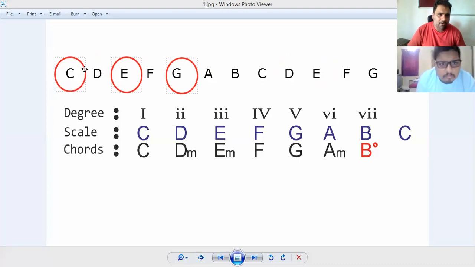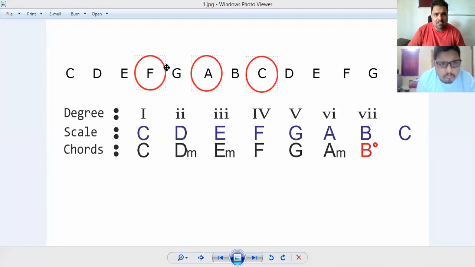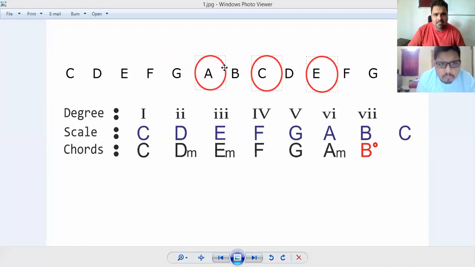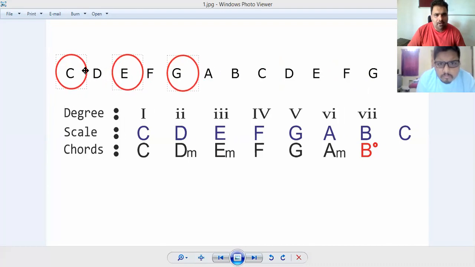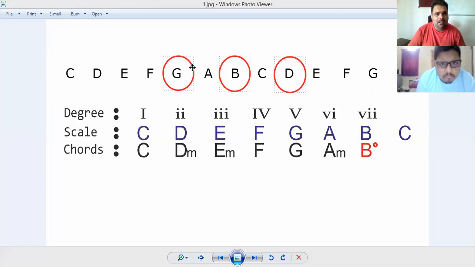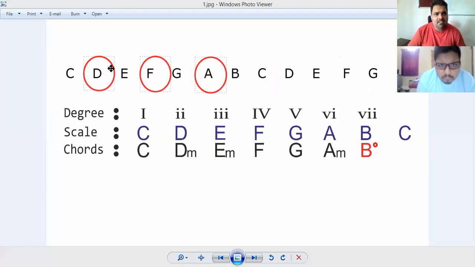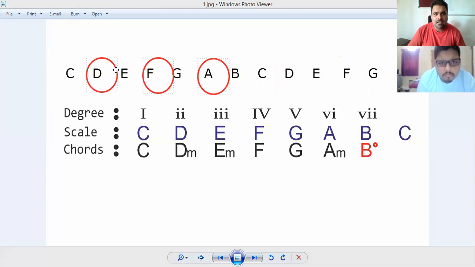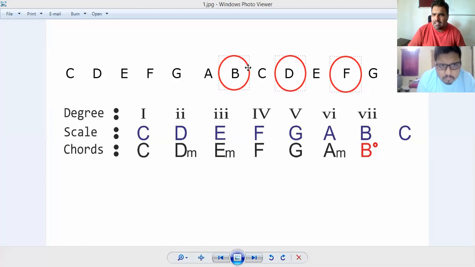So we have a chord formed from the first degree of the C major scale, from the second degree, from the third, fourth, fifth, sixth, and seventh. The chords formed on the first, fourth, and fifth are major chords. The chords formed on the sixth, second, and third degrees are minor chords: A minor, D minor, E minor. And the chord formed on the seventh degree is a diminished chord.